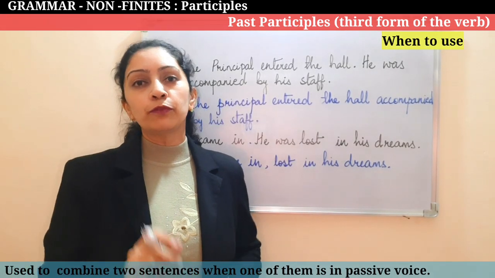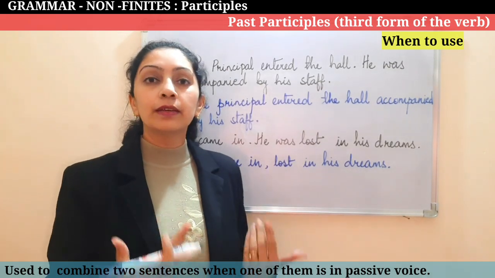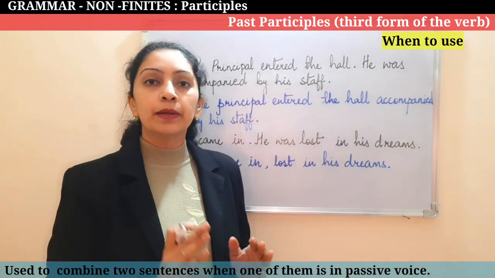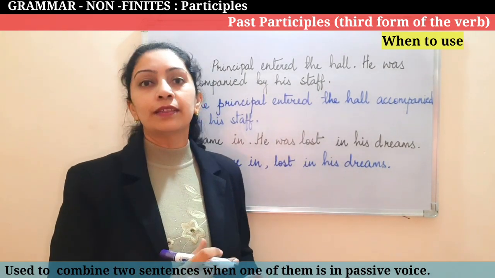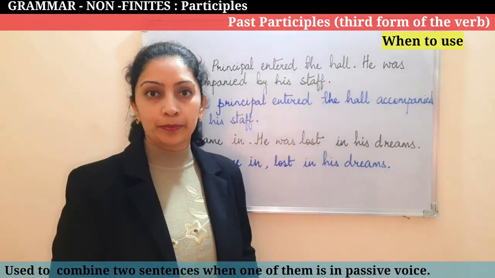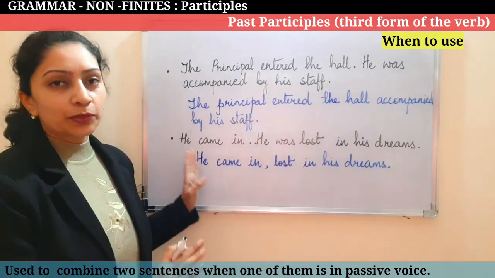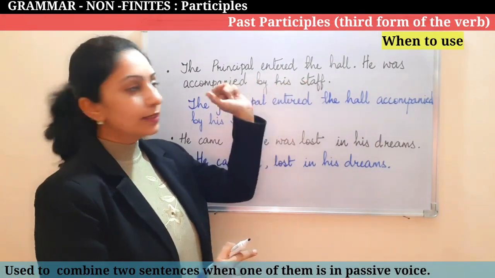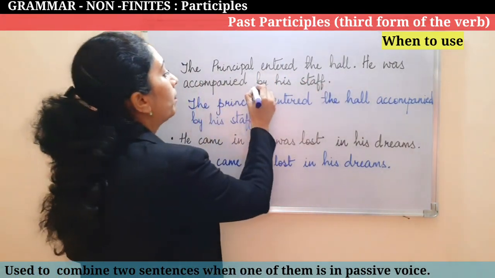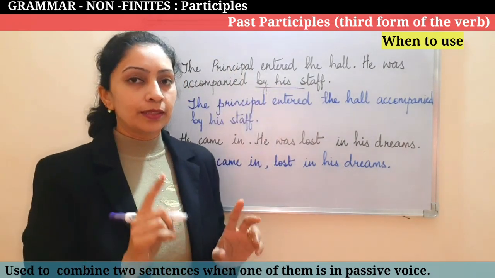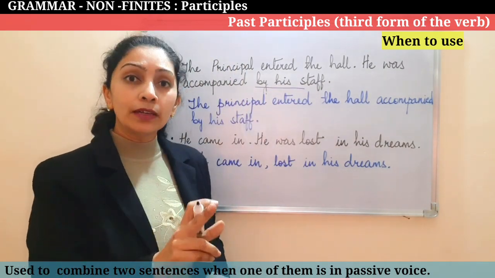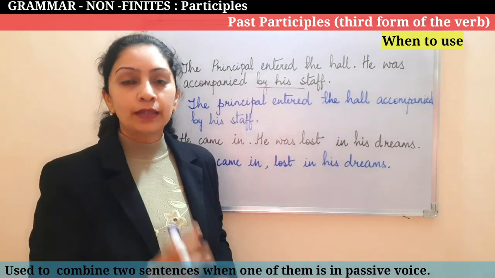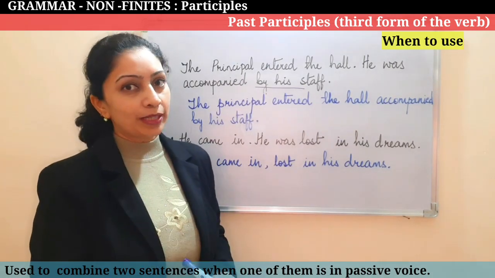The past participle form of the verb is used when we are combining two actions, but in one of the sentences we have a passive verb. Look at these two examples here. The principal entered the hall. This is one sentence. He was accompanied by his staff. So this is sentence number 2. When one of the two sentences has a passive verb, at that point of time we will use past participle.